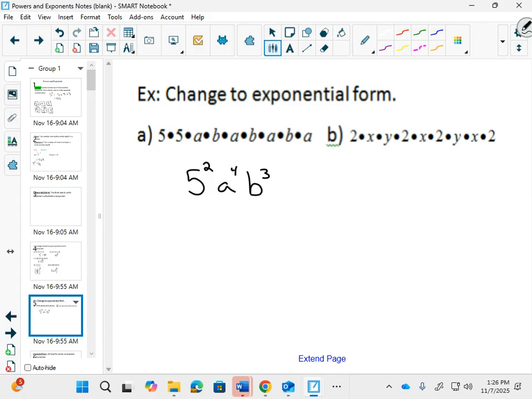Some people would probably do the 5 times 5 and write 25. That makes sense too. Okay? How many 2's do I have? 4. So I have an exponent of 4. How many x's are multiplied together? 3. And y's? Just 2. That would be exponential form.